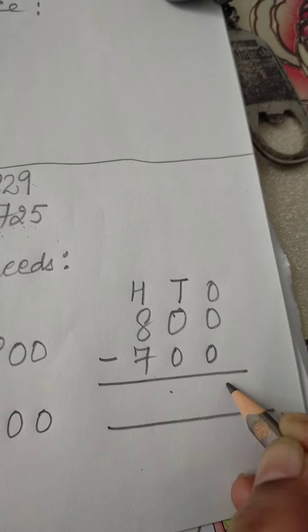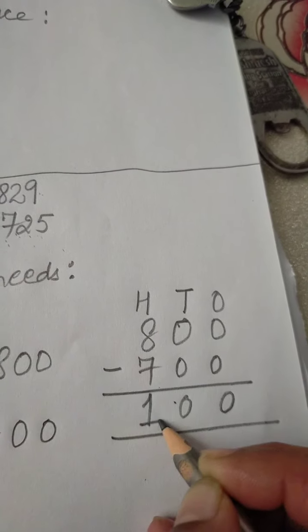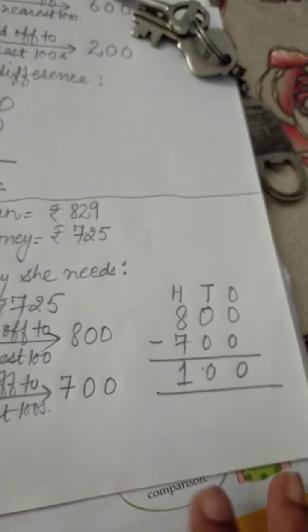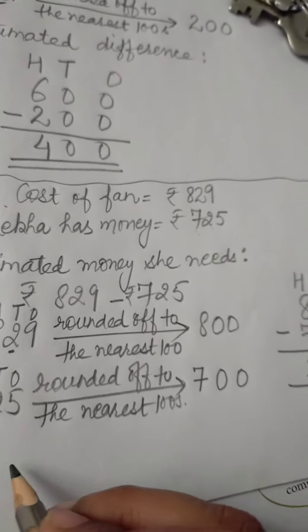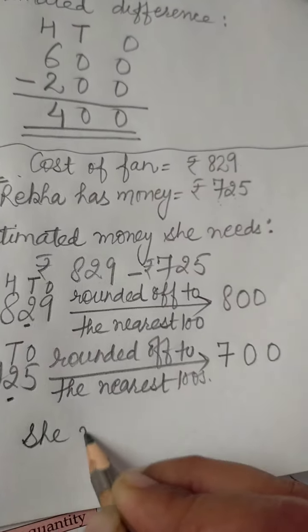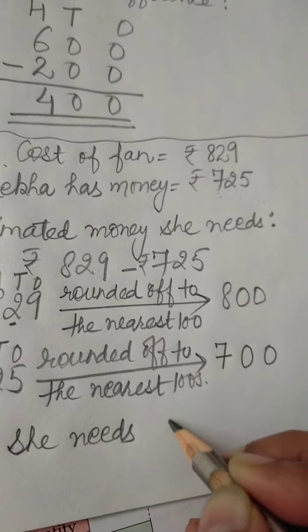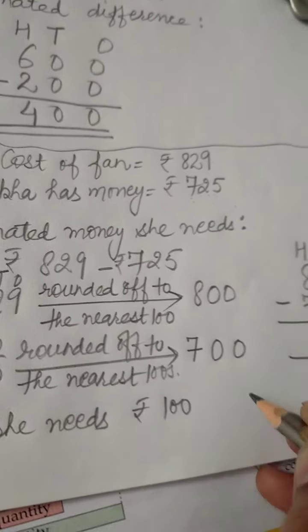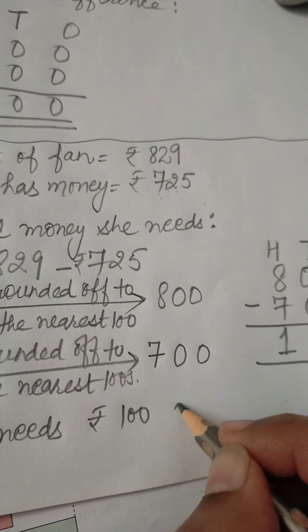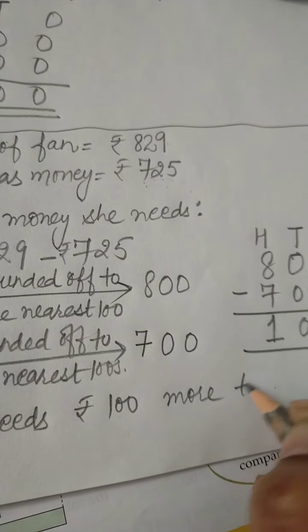Then how much money does she need? She needs an estimated rupees 100. So here we will write: she needs rupees 100 more to buy the fan.